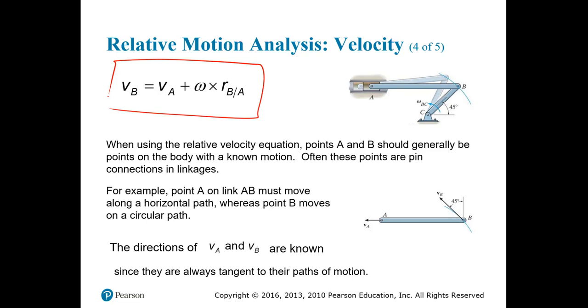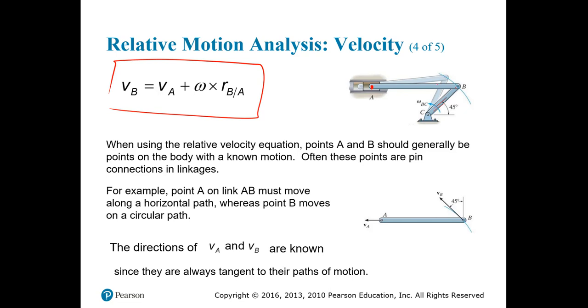This equation right here, when using the relative velocity equation, points A and B should generally be points on the body with a known motion. Often these points are pin connections in linkage. For example, point A on the link AB, from here to here, must move along a horizontal path, whereas point B moves a circular path, as you can see.